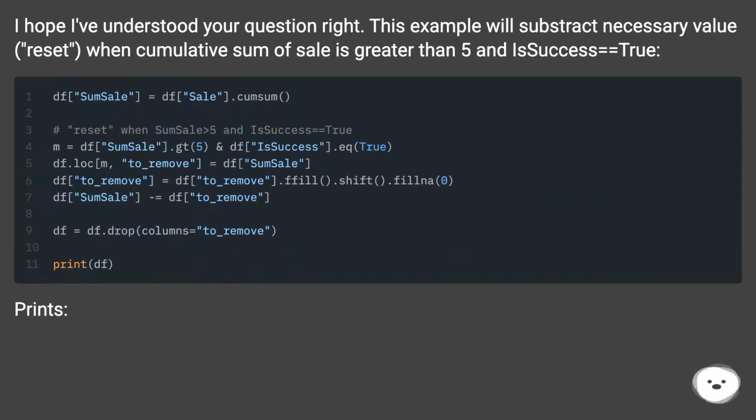I hope I've understood your question right. This example will subtract necessary value, reset, when cumulative sum of sale is greater than 5 and if success equals true.